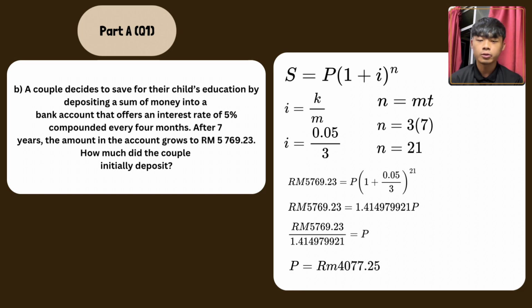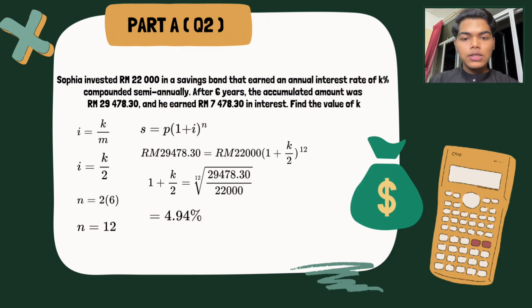4,077.25. Sophia invested 22,000 in a savings bank that earned an annual interest rate of k% compounded semi-annually. After 6 years, the accumulated amount was 29,478.30, and she earned 7,478.30 in interest. Find the value of k. So first, we must find the interest rate per period, which is i equals k over m, i equals k over 2. And then n equals 2 times 6, which is 12.